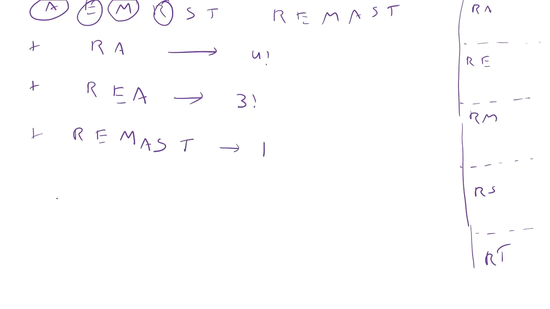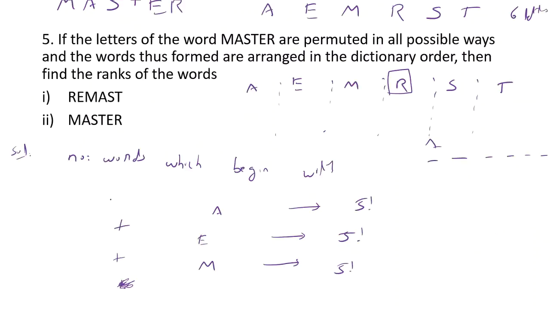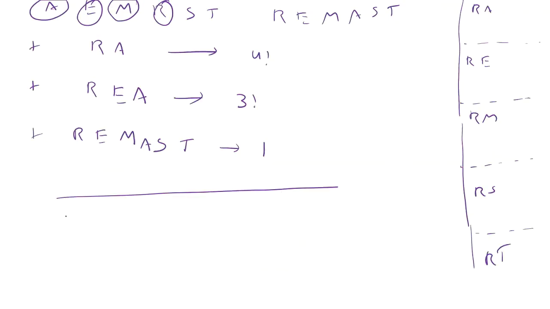Therefore the rank of REMAST is, how many 5 factorials do we have here? We have 3 5 factorials. 5 factorial plus 5 factorial plus 5 factorial plus 4 factorial plus 3 factorial plus 1. So this is the rank of the word REMAST. No need to expand all these things. You can leave the answer as it is. Just by looking at this answer, we can understand whether you have mastered the rank problems or not.